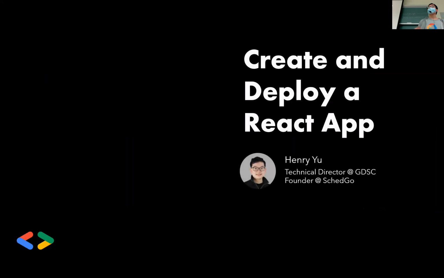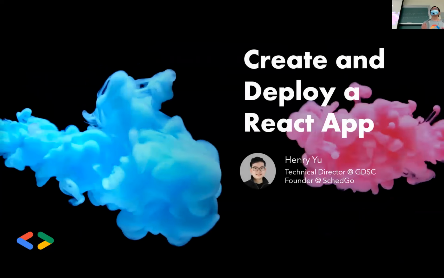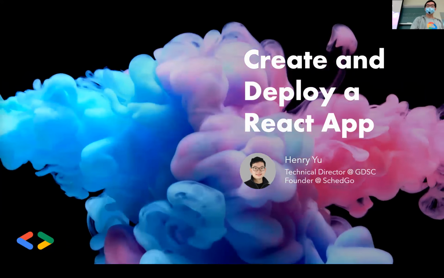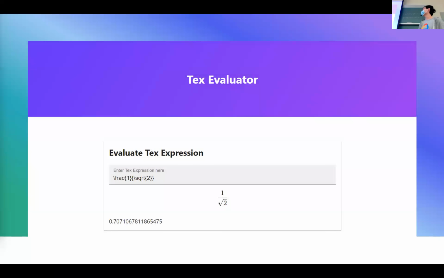First I will introduce some background about front-end web development in general, and then we will start coding our project. So first let's take a look at what we will do today. This is a text evaluator. If you are familiar with TeX, it is an expression that you use to write papers for STEM subjects. So basically it's kind of a math expression. Here it will preview the LaTeX, and then we'll also evaluate the result. This is the end product of this workshop.